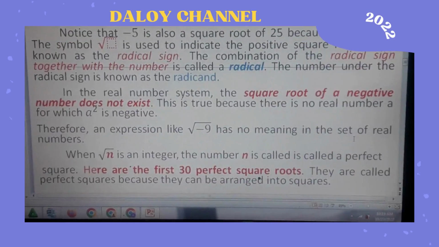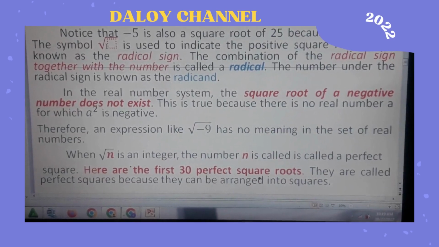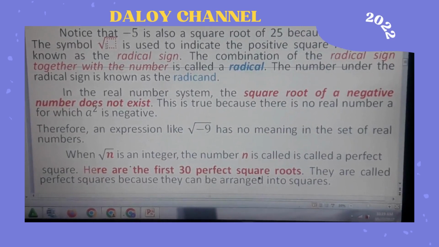Notice that negative 5 is also a square root of 25, because negative 5 squared, multiplying negative 5 times negative 5, is equivalent to positive 25. The symbol of square root is like this one. It is used to indicate the positive square root and is known as a radical sign. The combination of the radical sign together with the number is called a radical, and the number under the radical sign is known as the radicand.